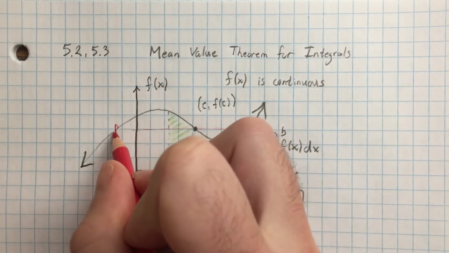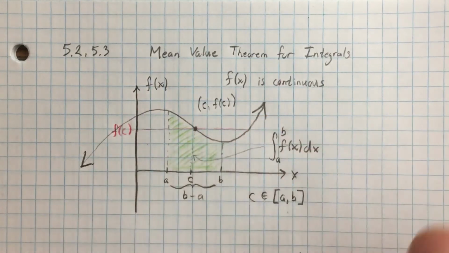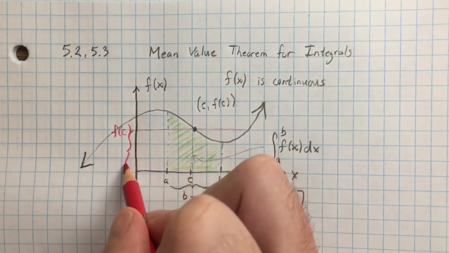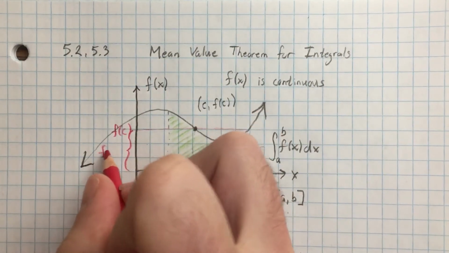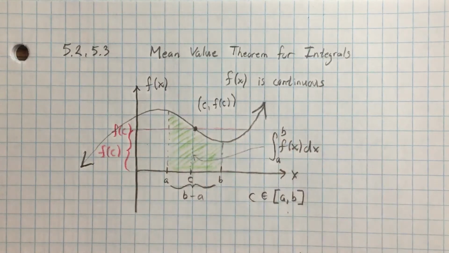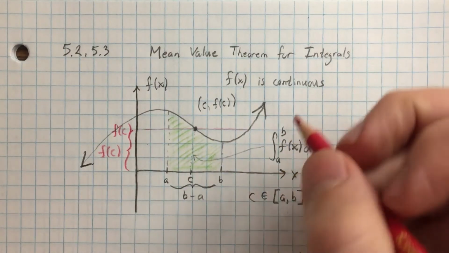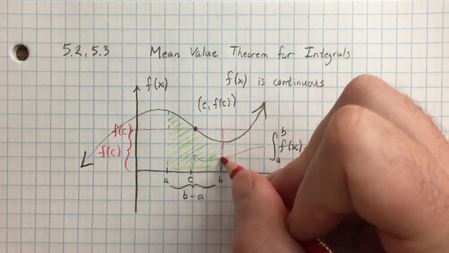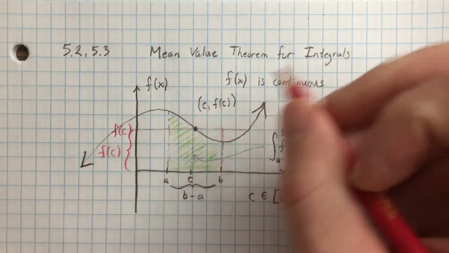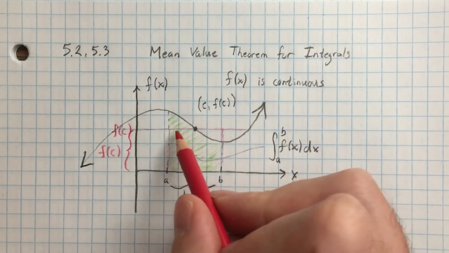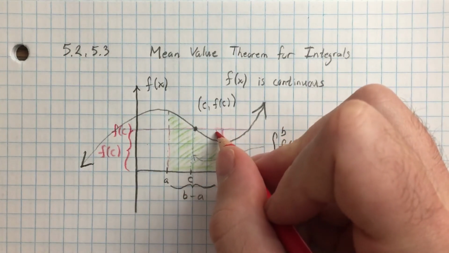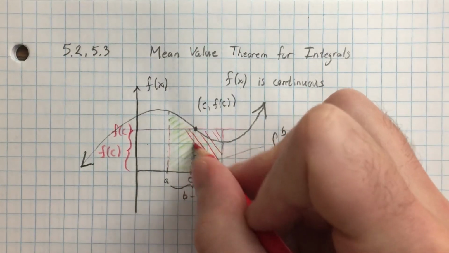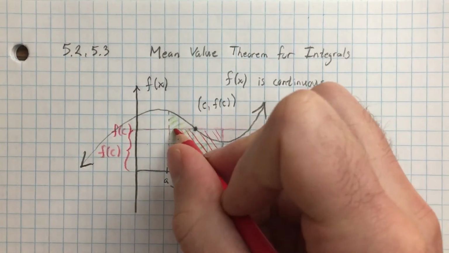this height is, of course, f of c, right there, which really means this whole height from 0 is f of c, whatever number that should be on the function, that height there. And we can now construct a rectangle whose area will be exactly the same as the area of the integral.